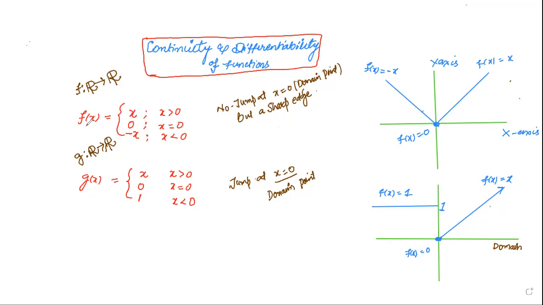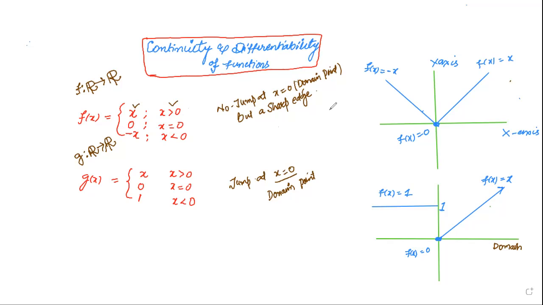One is f of x. This f of x has three branches actually. One is f of x equal to x when x is greater than 0. And it is f of x equal to 0 when x is 0. And f of x equal to minus x when x is less than 0. Now, what are these three branches?